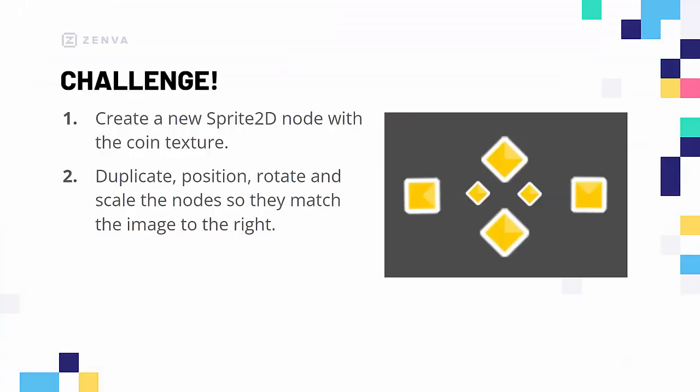Okay, so as a bit of a challenge, this is what I want you to attempt. I want you to first of all create a brand new Sprite 2D node with the coin texture. Okay, we have those two textures, we have the player and the coin. And then I want you to duplicate, position, rotate, and scale those nodes in order to match the image on the right-hand side. So you can see over there we have 6 different nodes positioned, rotated, and scaled in a certain order like so. So that is your challenge. Have a go at that, and I'll be right back to see how you've done.